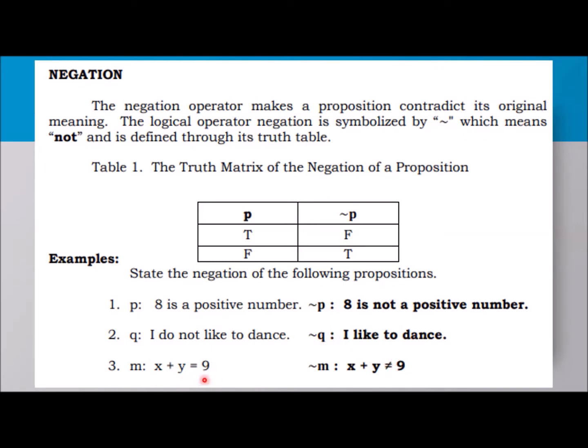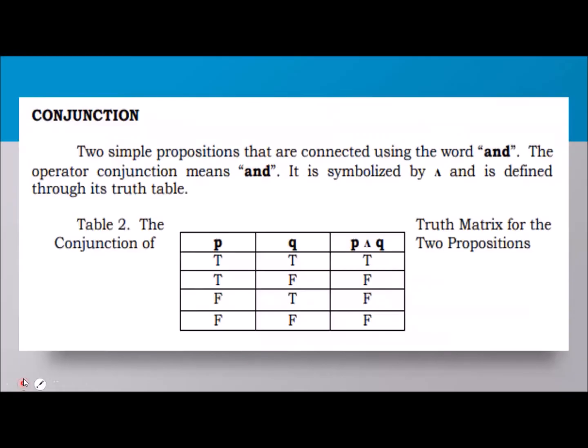Then, "X plus Y is equal to 9." The symbol is M. Ngayon, dito equal, pagdating sa isa ay not equal to. So contradicting siya, so that is not M. So this is an example of negation. So pagka contradicting yung dalawang statements, o yung from the given proposition, iyon ay negation. Then the next one is conjunction.